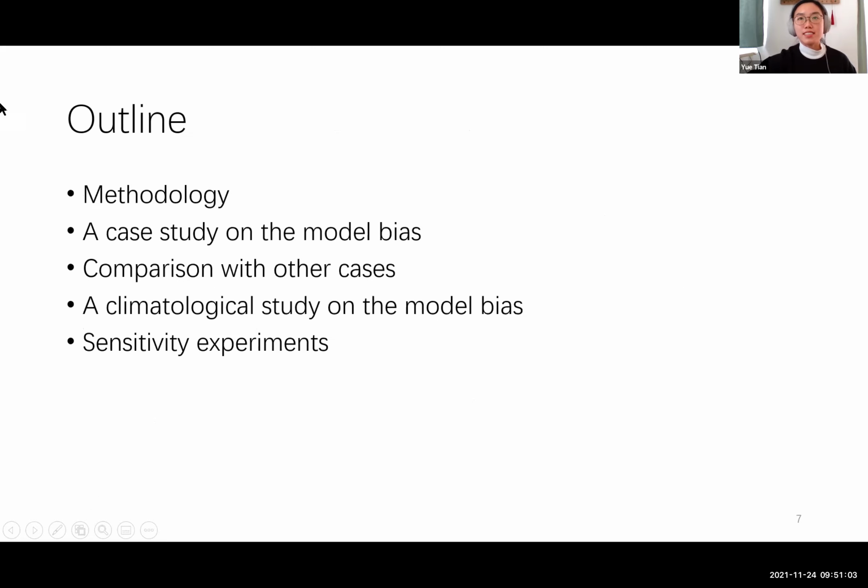And this is the outline of this talk. I will first talk about the methodology, and then I will mainly introduce one case to you on the model biases, and then compare it with the other cases. And then I will study the biases more from a climatological view. And in the last part, I will talk about the possible causes by sensitivity experiments.